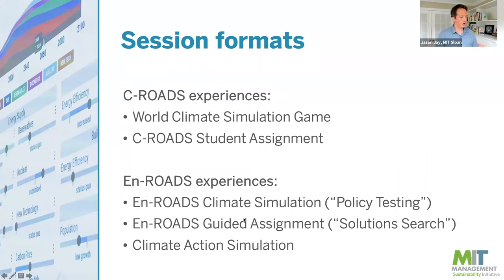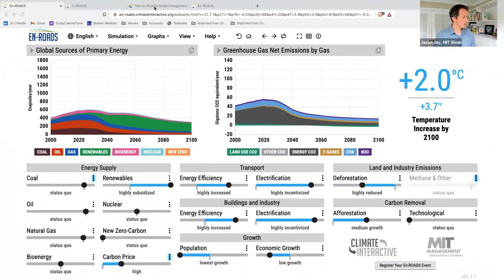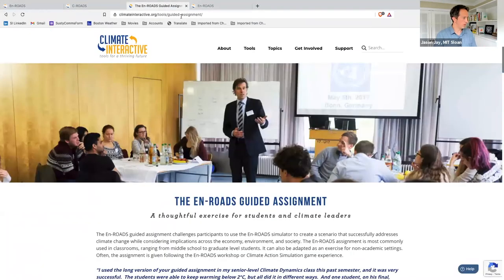There's a second assignment called the guided assignment, or the solution search. In that one, I put you in breakout rooms, and each team gets their hands on the model, and your job is to get to 2 degrees. And your job is to not just get to 2 degrees, but to write up the scenario. What would actually have to happen in the world in order for that scenario to come to pass? And what would the co-benefits be from a social equity perspective? What might be some of the costs or harms from a social equity perspective of that scenario? We have all kinds of materials on the web to guide this. The En-ROADS guided assignment is available on the website as a resource. And the Climate Interactive website is phenomenal, just chock full of resources for educators.